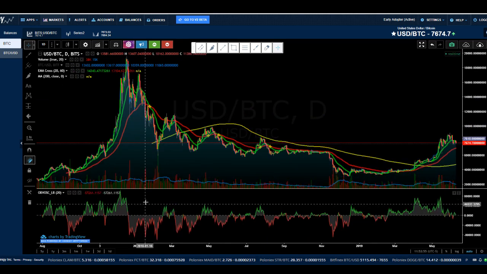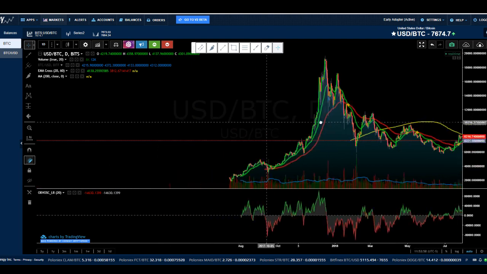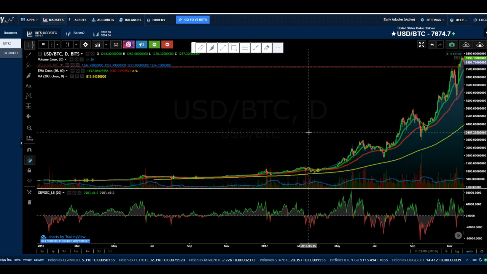In the daily view, I want to pull this chart back and get perspective on what happened in the last uptrend.